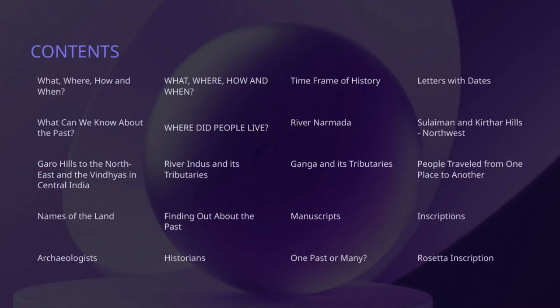Understanding the past involves finding out about where people lived, what they did, how they traveled, and when significant events took place. Places like the Garo Hills in the northeast and the Vindhyas in central India show us the geographical diversity of ancient settlements. So, what can we really know about the past? This slide emphasizes the importance of asking questions.